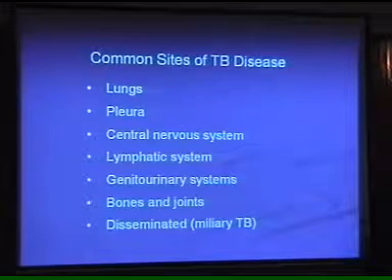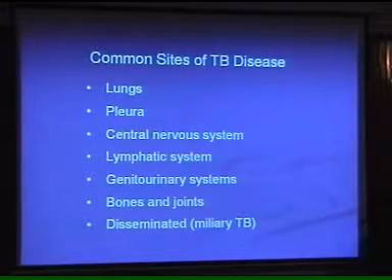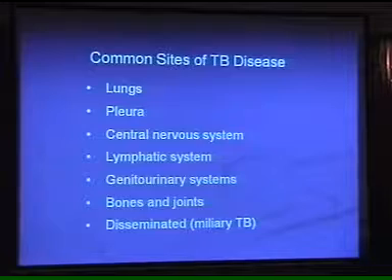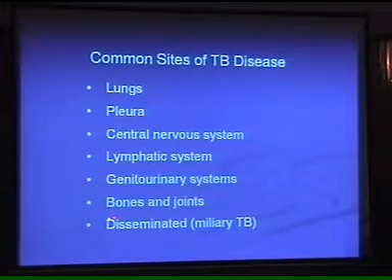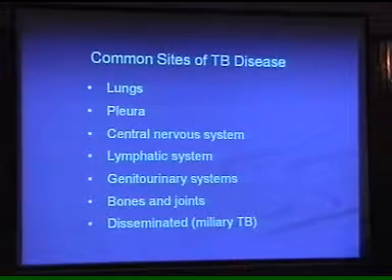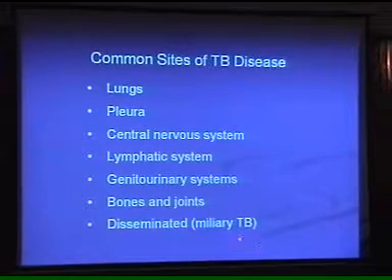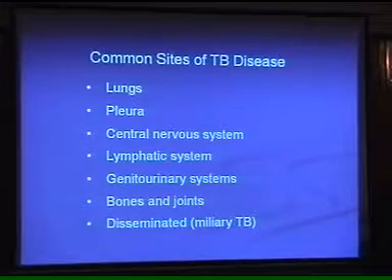TB is a disease which can affect every organ of the body. It can involve the brain, skin, lungs, GI system, genitourinary system, and it can disseminate involving multiple organs, or sometimes invade the blood vessels and spread hematogenously.